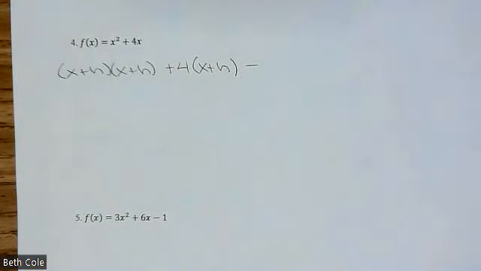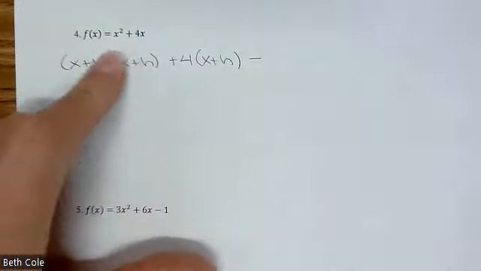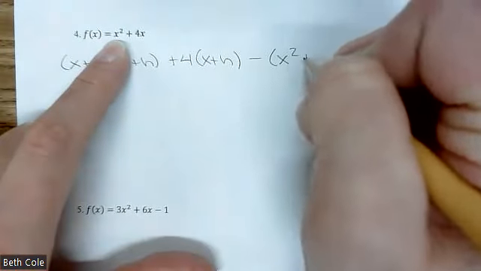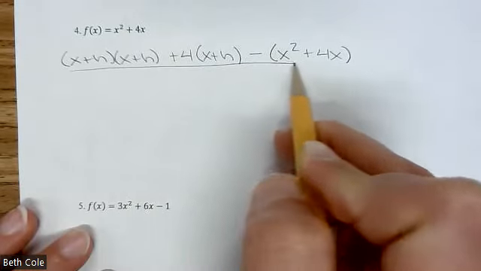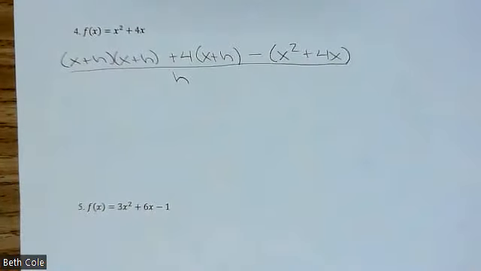Subtract the whole thing. All right, subtract the function. So give it a hug. You're subtracting the whole thing. And then that's all over h. And then you're going to do a ton of distributing.